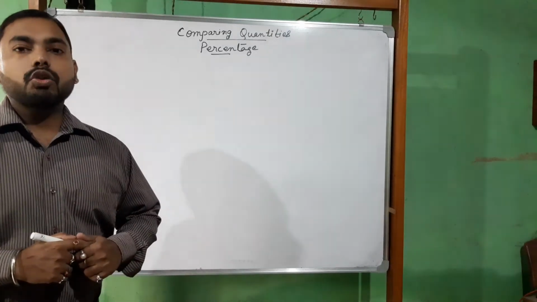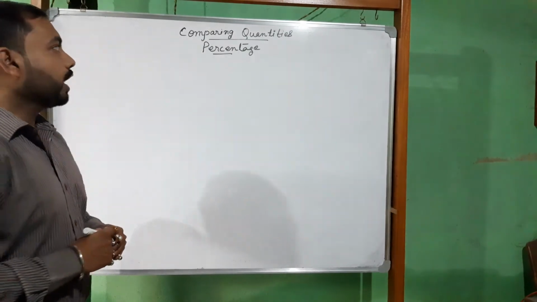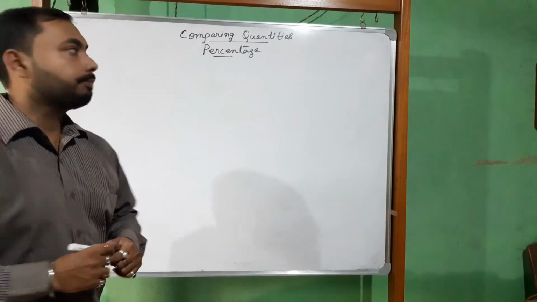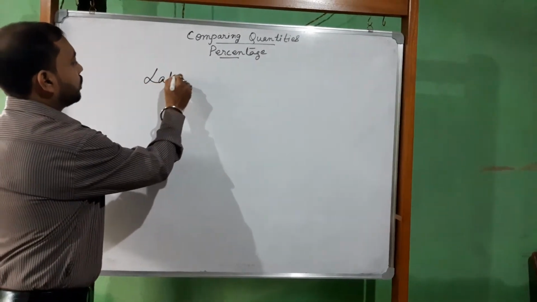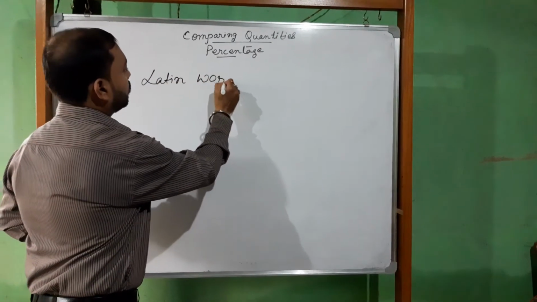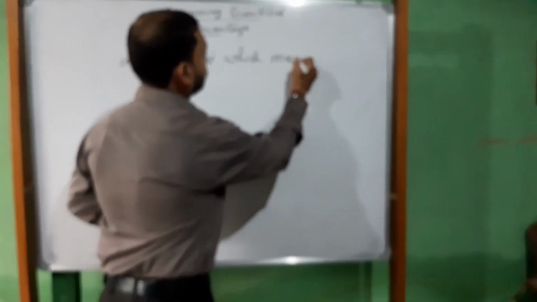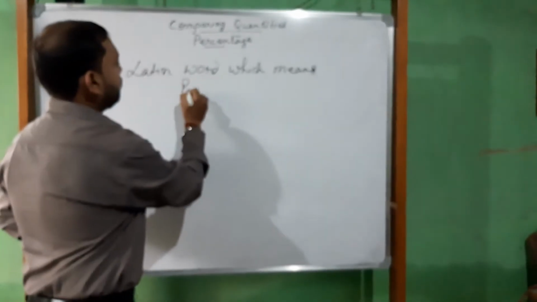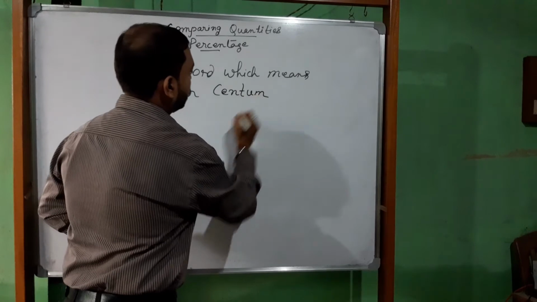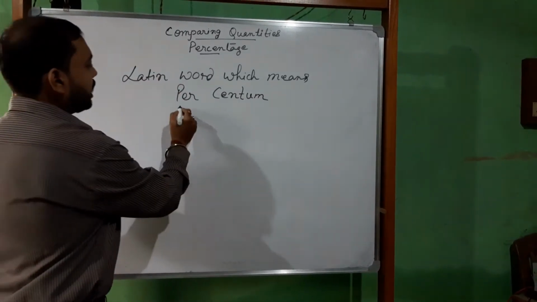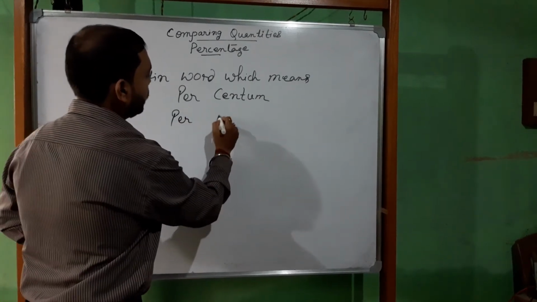Namaste everyone. So as you know, we are going through the chapter comparing quantities. So today I shall give you some basic concept about percentage. So percentage is derived from the Latin word percentum. So what is centum? Per means per, centum means 100.